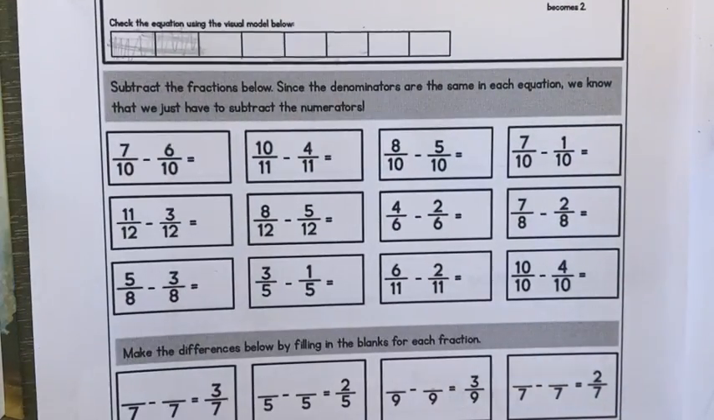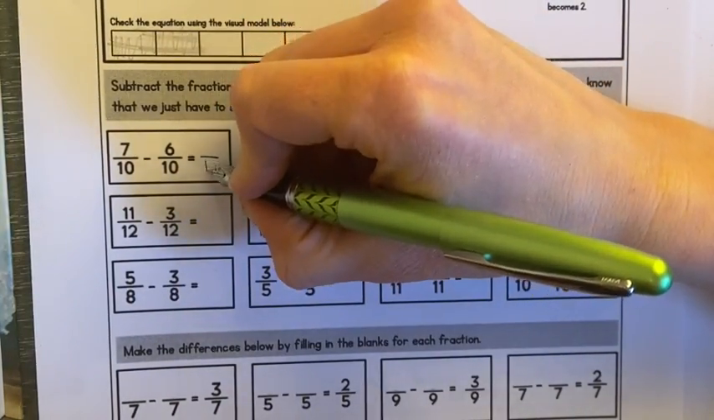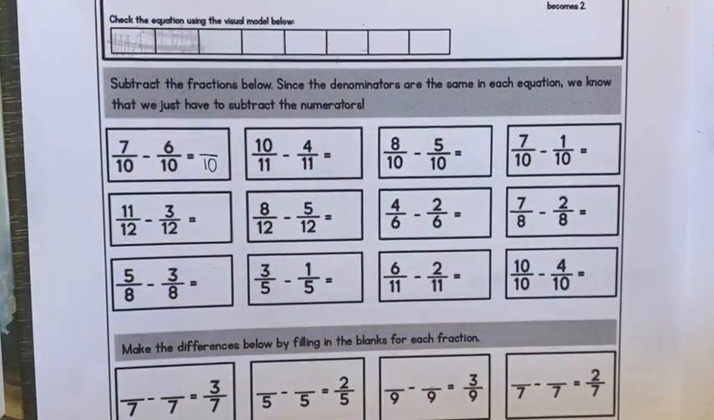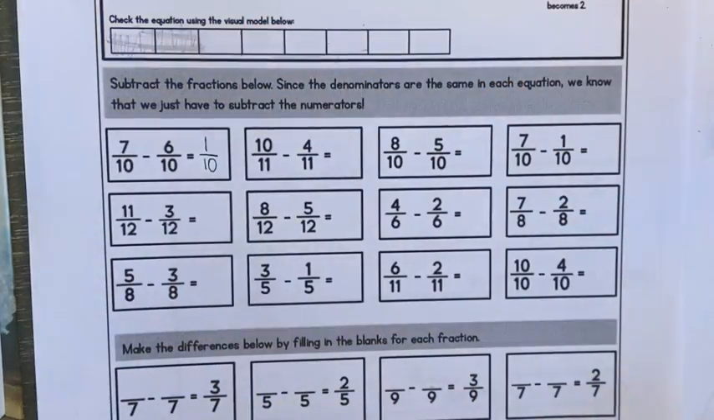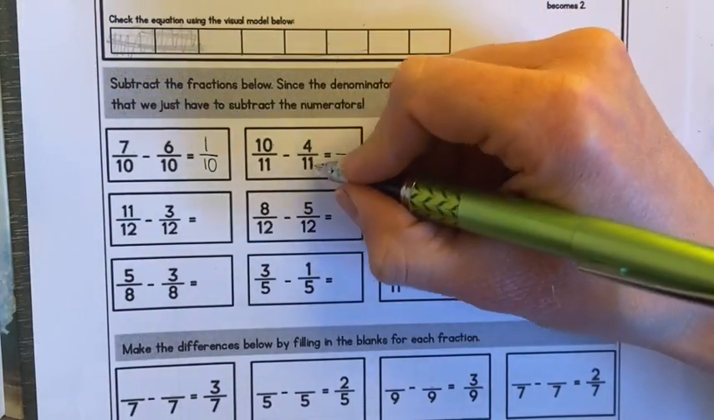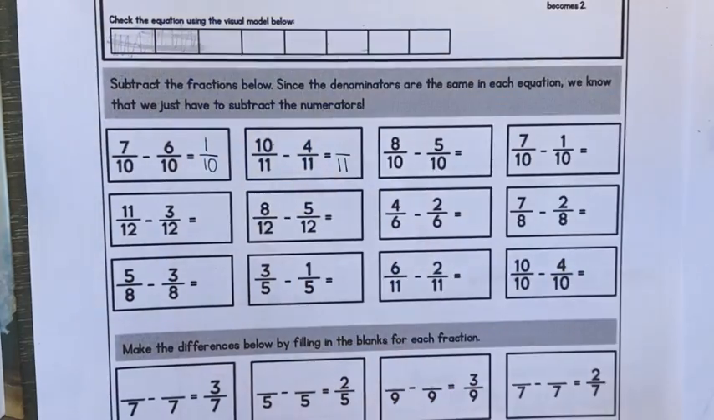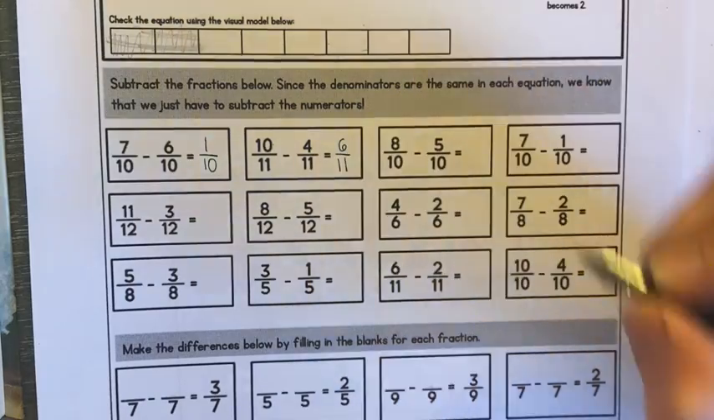So remember, just like the other day when we were adding without visuals, this is the same deal. So your denominator stays the same. So that's not going to change. I can write that right away. And I go 7 subtract 6 is 1. Okay, now we're doing 10/11ths subtract 4/11ths. Okay, my denominator stays the same. 10 subtract 4 is 6.